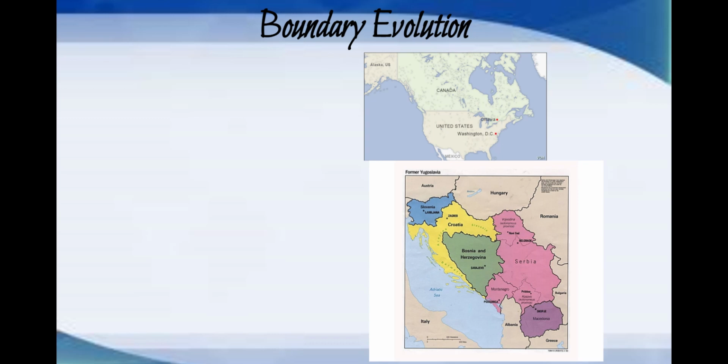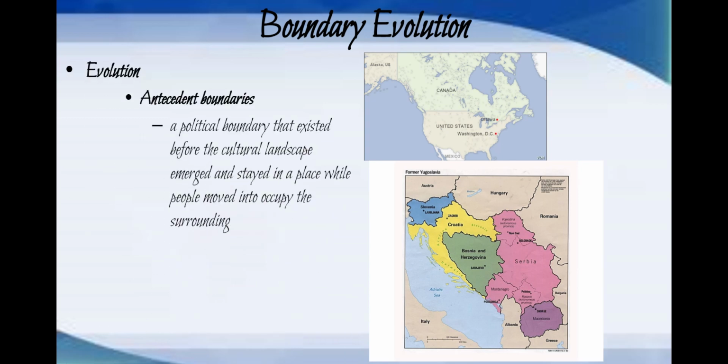And like I said, these can go along with some of the ones that we've learned before, okay? So the first term is going to be an antecedent boundary. If you know your grammar well, you know that when you use a pronoun, the antecedent is whatever the pronoun is referring to before. So again, the word antecedent here is going to mean before. So it's a political boundary that existed before the cultural landscape emerged and stayed in place before or while people moved to occupy the surrounding area.